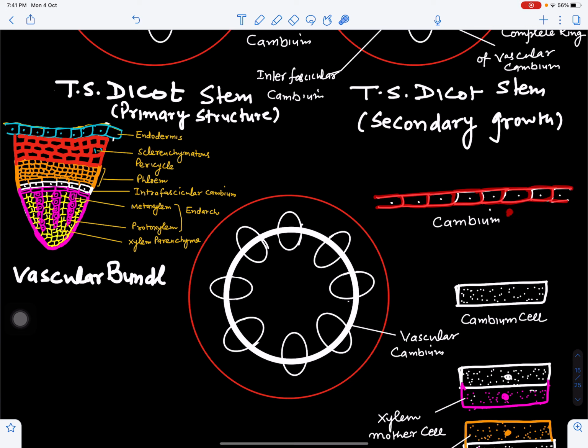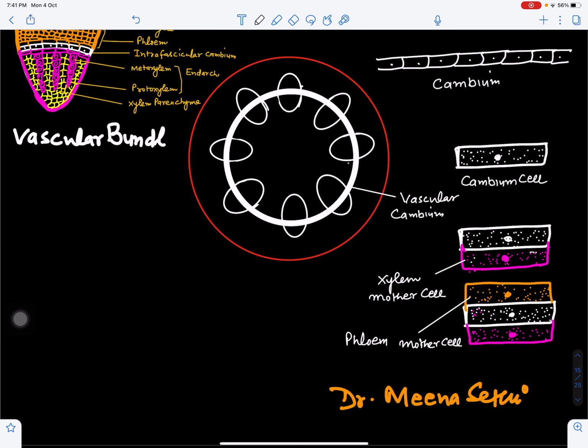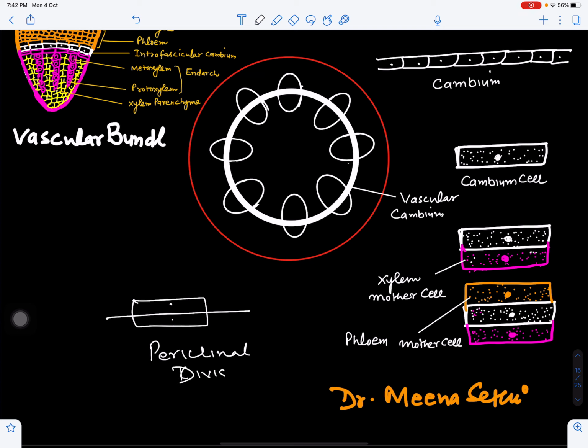Now if we take one cambial cell here, this is like this, it will have a nucleus. We can make the nucleus over here. Now this cambial cell will divide like this. This is called periclinal division. Periclinal means parallel to the wall, and this will cut off two cells. Now this internal cell is called the xylem mother cell.